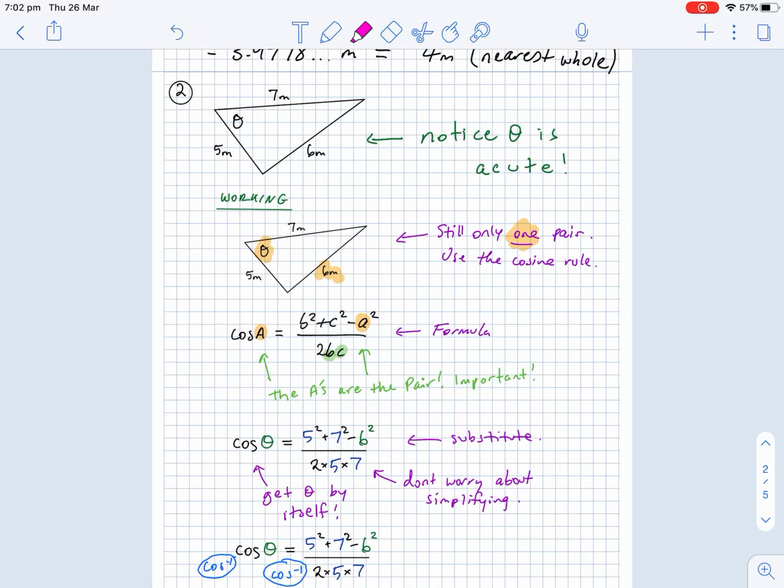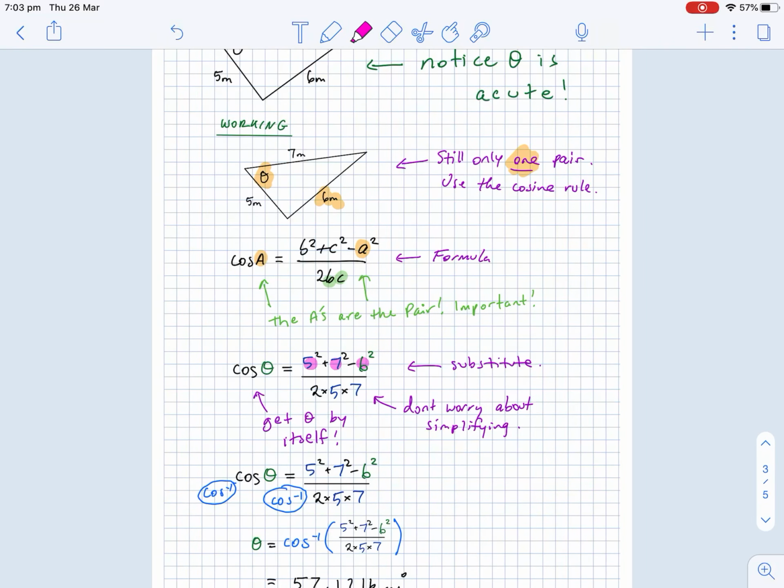And we have to be taking away the a. So it's really important that you're taking away this 6 meters because it's opposite the angle you're trying to find. It's the pair with that angle. So we're taking away the 6, super important, and the 7 and the 5, they're the ones that are plussing together and the ones that are timesing down the bottom as well. So really important you get the order of these numbers correct.